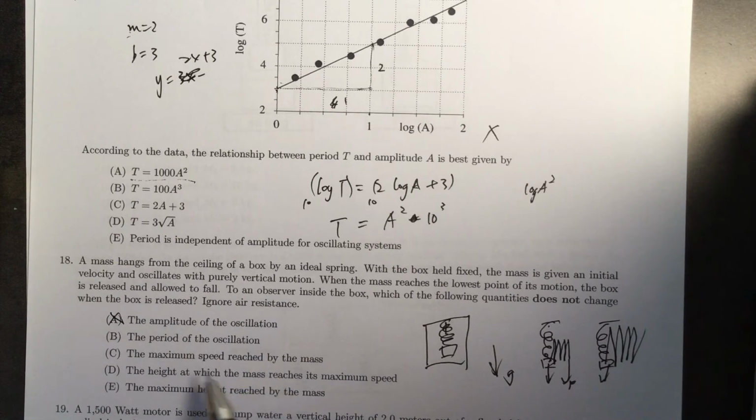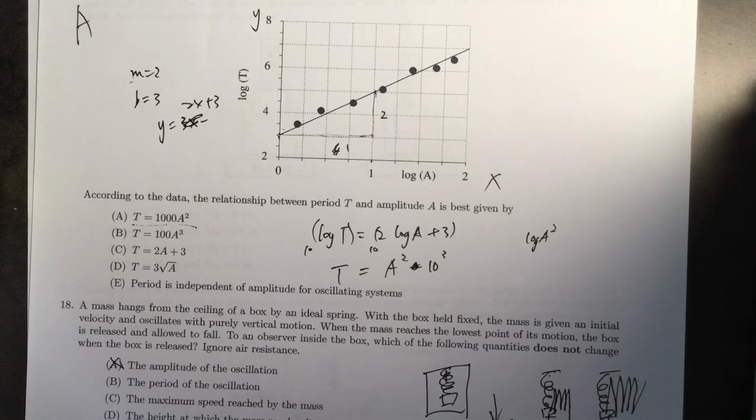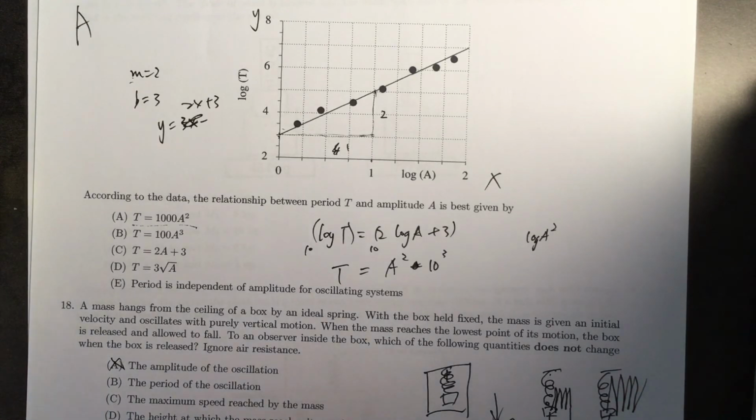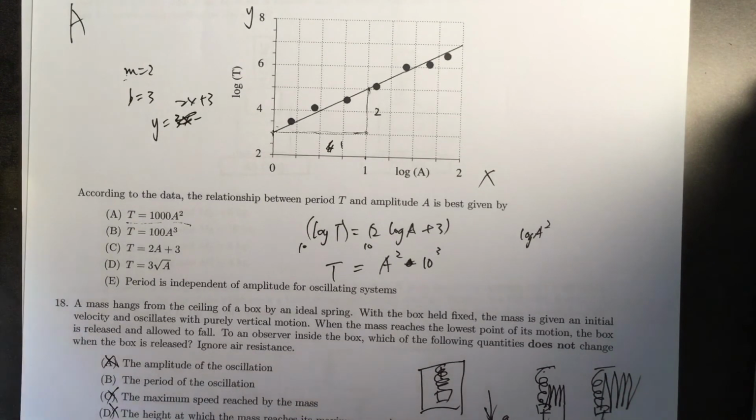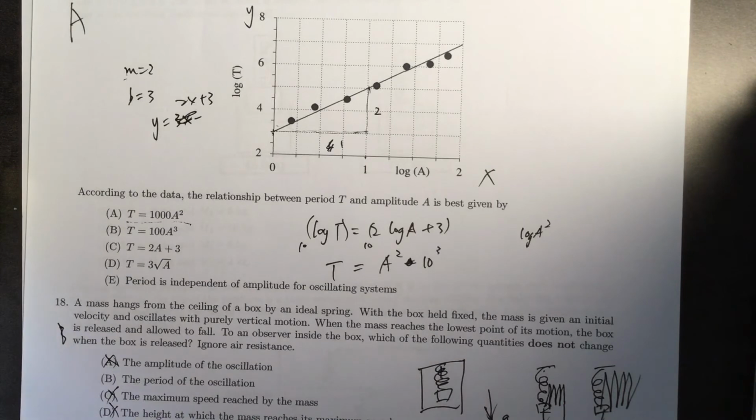The period of oscillation, maybe it's constant. Let's keep it here. C, the maximum speed reached by the mass. Okay, because we know the amplitude of oscillation changes, the maximum speed reached by the mass has to change also. So C is also not correct. Height at which the mass reaches maximum speed, also changing. Maximum height reached by the mass is also changing, because the amplitude of oscillation is changing and speed is changing. So the period of oscillation does not change. Why? Because we know the period of oscillation.